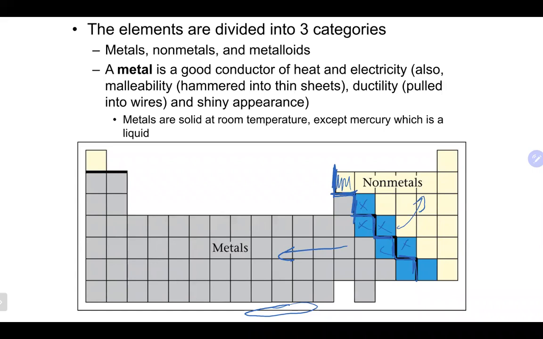Let's talk a little bit about some of the properties of these guys. Metals are good conductors of heat and electricity. They can be hammered into sheets and pulled into wires. They typically have a very shiny appearance. For the most part, metals are going to be solid at room temperature. The one exception is mercury. Mercury is a liquid at room temperature, which is why, for example, on that periodic table over there, it is a different color. On most periodic tables, at least big periodic tables, it's a different color. It's actually the only metal that is a liquid.